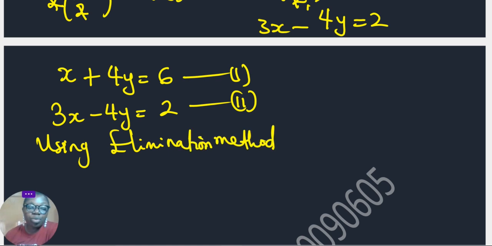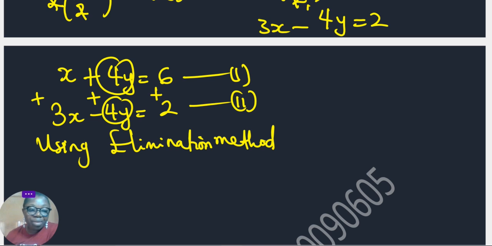Now if you look at the two equations, you will see that the variable y is equal. The variable y in the first equation is equal to the variable y in the second equation. So that's why we are using the elimination method. And for us to be able to achieve this, we have to add.